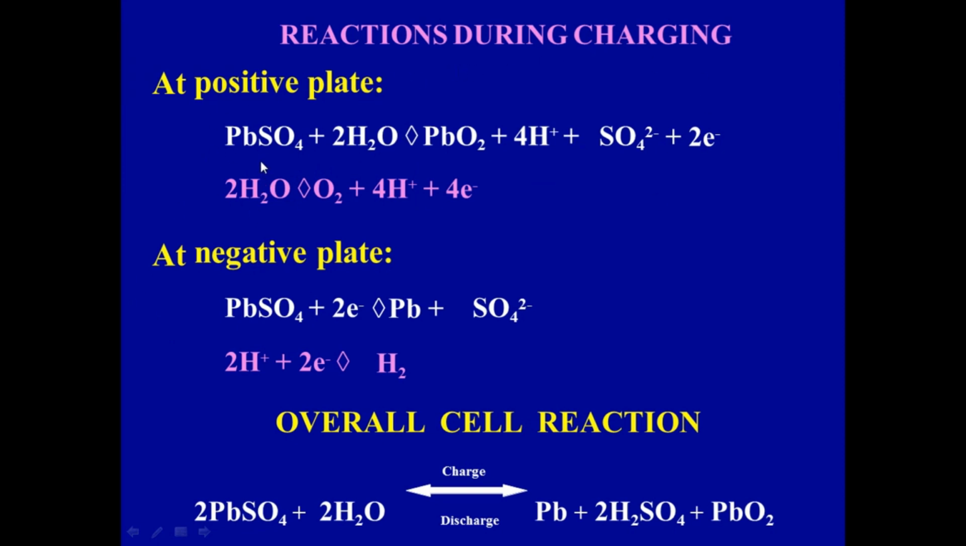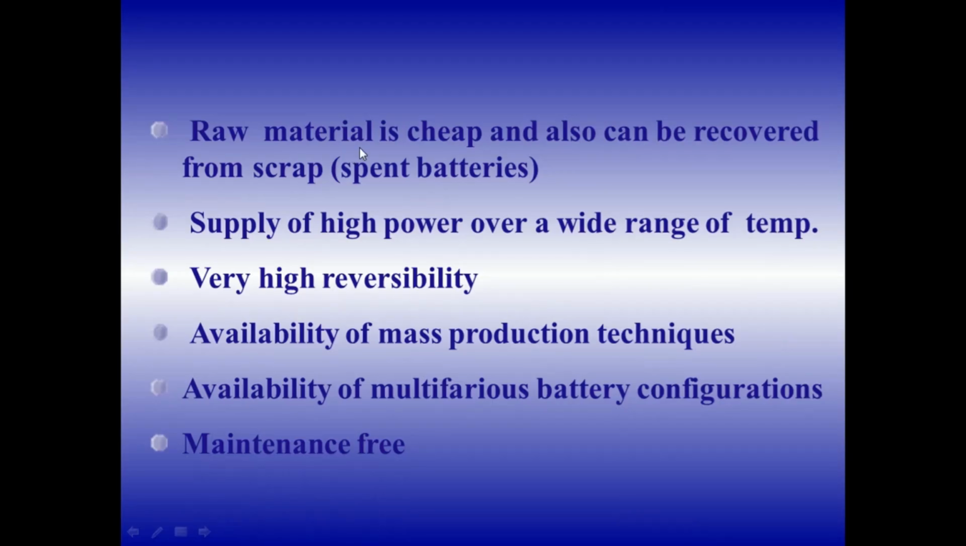Thus, we have seen here the reactions during the charging. At the positive plate, the reaction takes place: PbSO4 plus H2O gives PbO2 plus 4H+, that is hydrogen ions emitted here, and again the reaction takes place: 2H2O gives O2, that is oxygen, plus 4H+, that is hydrogen, plus 4 electrons emitted. At the negative plate, PbSO4 plus 2 electrons gives Pb plus SO4. This is the overall reaction which takes place in the lead acid battery.